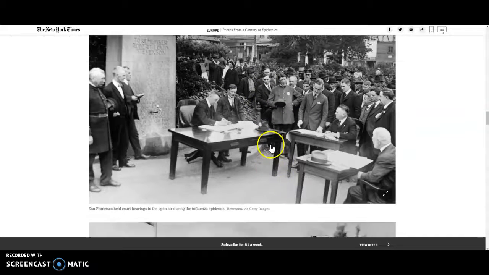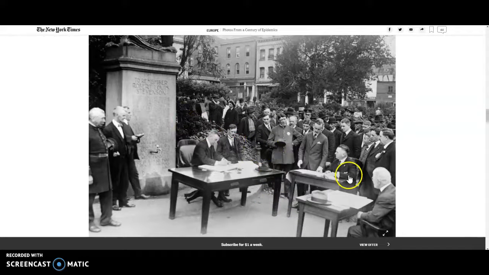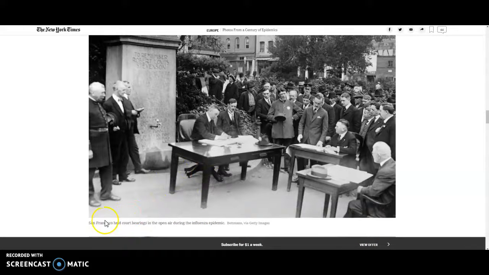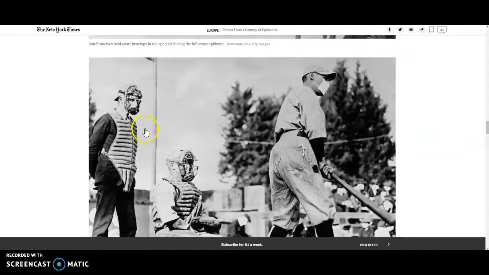Ooh, look at this one. What's going on here? These are lawmakers making laws and stuff, kind of like lawmakers have been making laws now. Maybe you've been paying attention to that. I don't know. I'm not subscribing for $1 a week. New York Times, my gosh. San Francisco held court hearings in the open air. Oh, okay, so the government modified how it operated, open air, because maybe the flu couldn't survive in the open air.